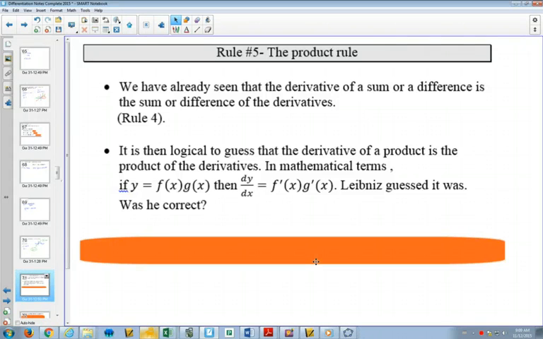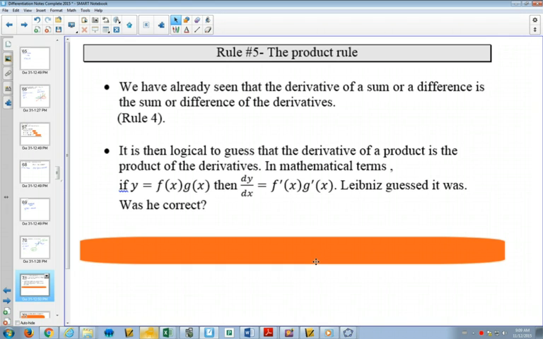So when we add and subtract derivatives, we can do the derivatives separately. The next question is, what happens if we're multiplying? What happens if we wanted to take the derivative of x sine x? Or 3x times e to the x? How do we do that?